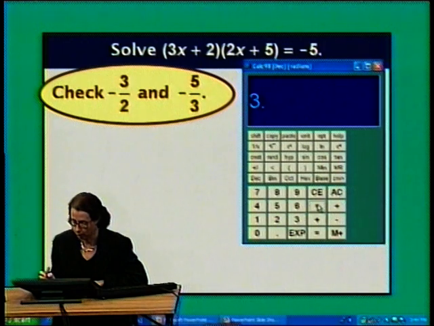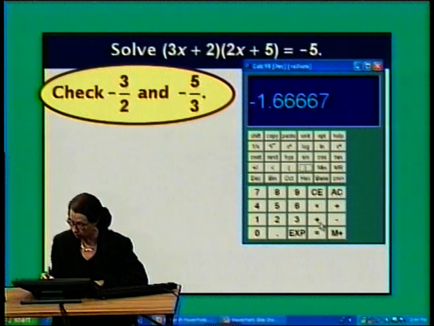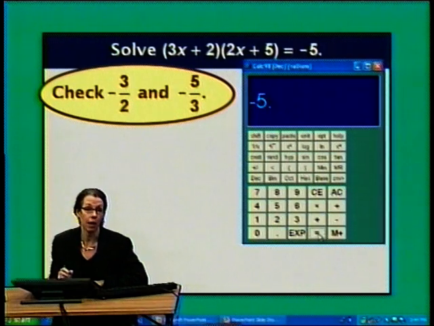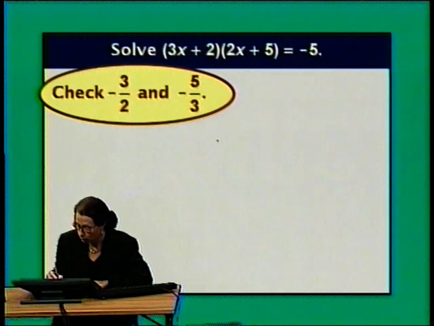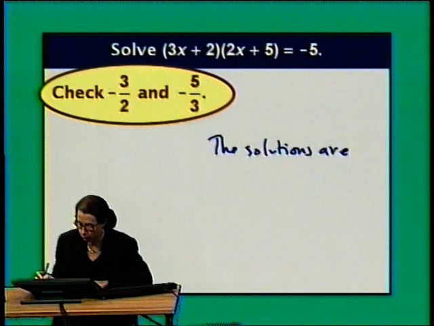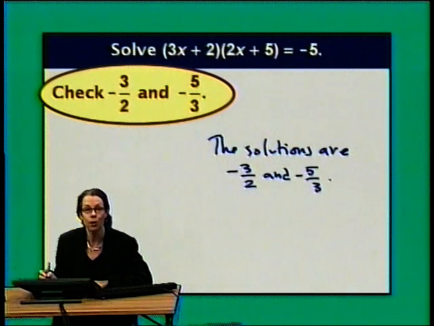Let me check -5/3. 3 times -5/3, so I'm going to put that in parentheses, plus 2, close my parentheses, times the second factor, 2 times -5/3 plus 5, and that equals -5. So both solutions check. So the solutions are -3/2 and -5/3.